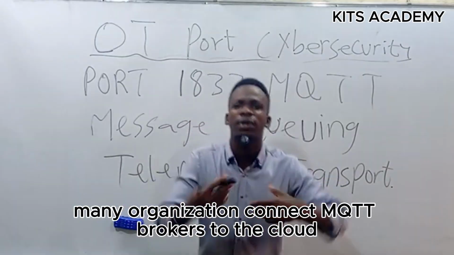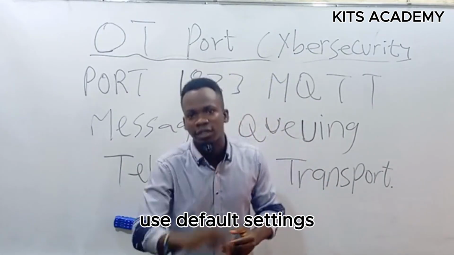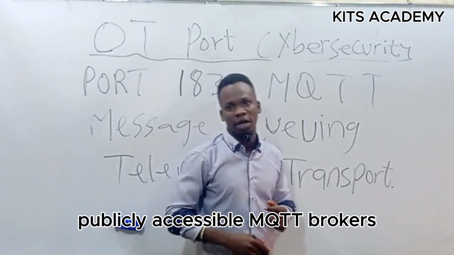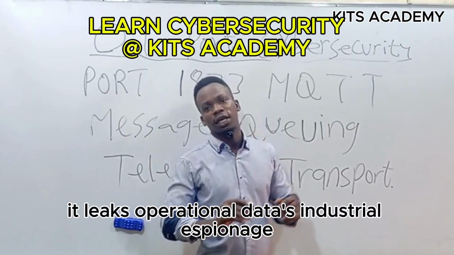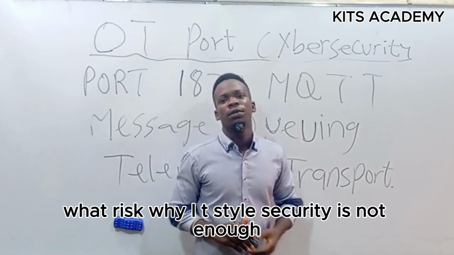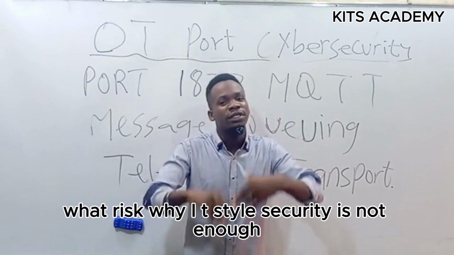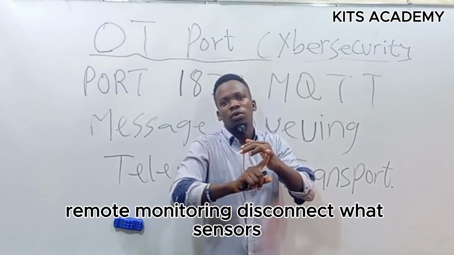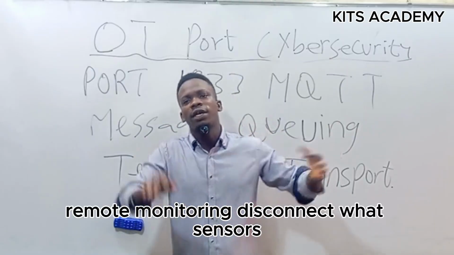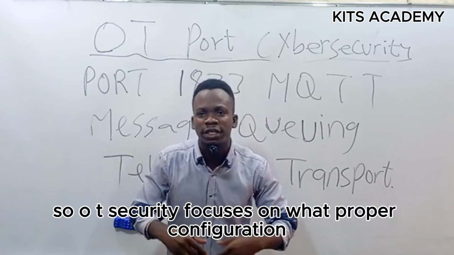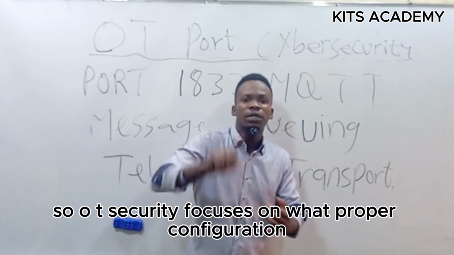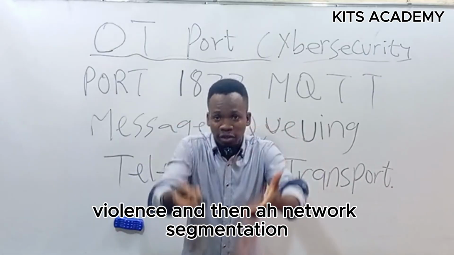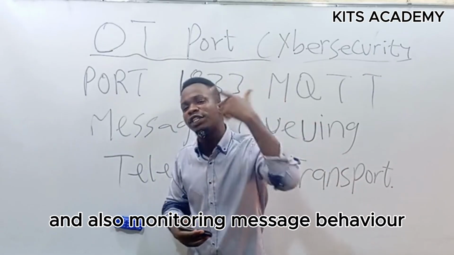So why is MQTT often exposed to the internet? Many organizations connect MQTT brokers to the cloud, use default settings, and forget to restrict access. This leads to publicly accessible MQTT brokers. It leaks operational data and creates industrial espionage risk. Why is IT style security not enough? Blocking MQTT traffic can break remote monitoring, disconnect sensors, and blind operators. So OT security focuses on proper configuration, secure design, network segmentation, and also monitoring message behavior.